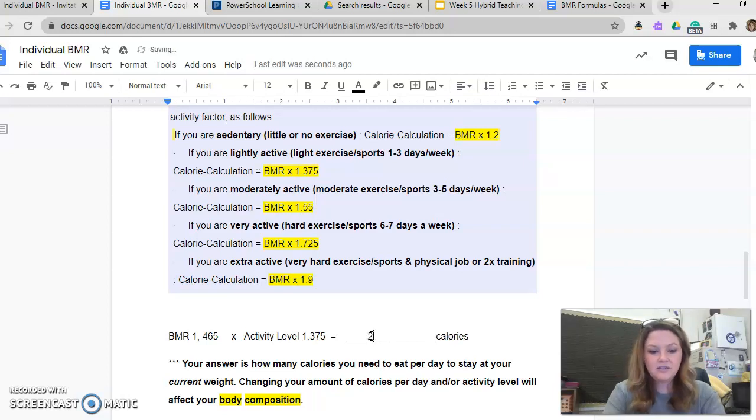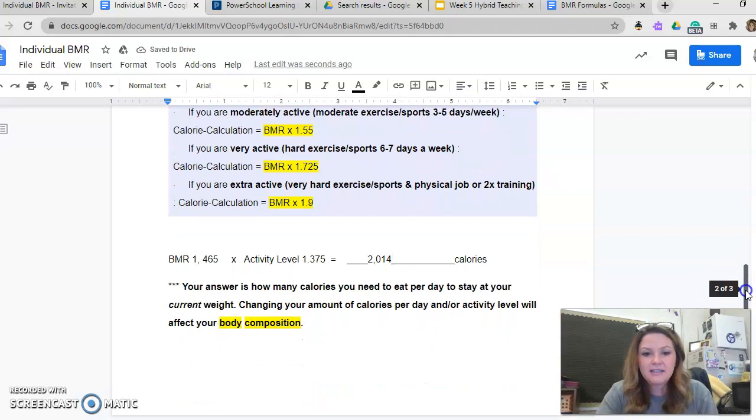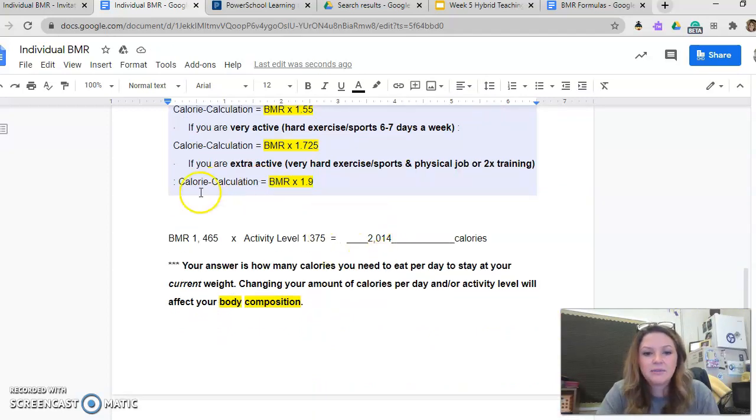So now it's 2,014, okay, so that is my calorie expenditure. That's my total calorie expenditure that includes my BMR and my activity level. So I need 2,000 calories a day. Make sure that you note this down at the bottom. This is how many calories you need to stay at your current weight.